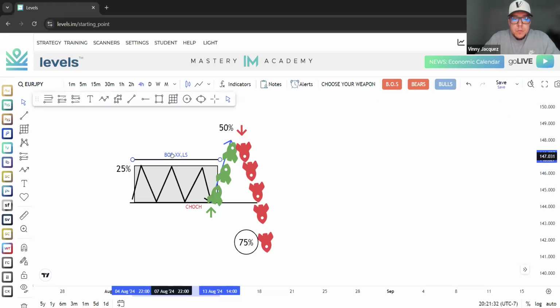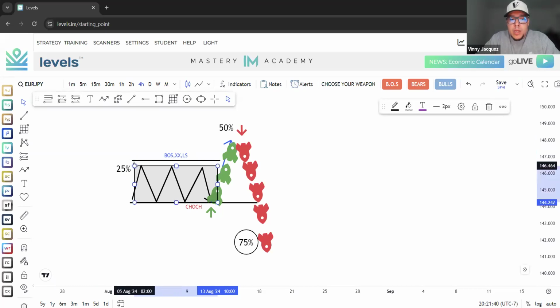Now, where do I want to start looking for sells? Well, this previous BOS is going to be my sell zone, and I'm going to do it from wick to body. So I'm going to draw a little candle real quick. Let's just say this is my little candle body. I'm going to make it green.